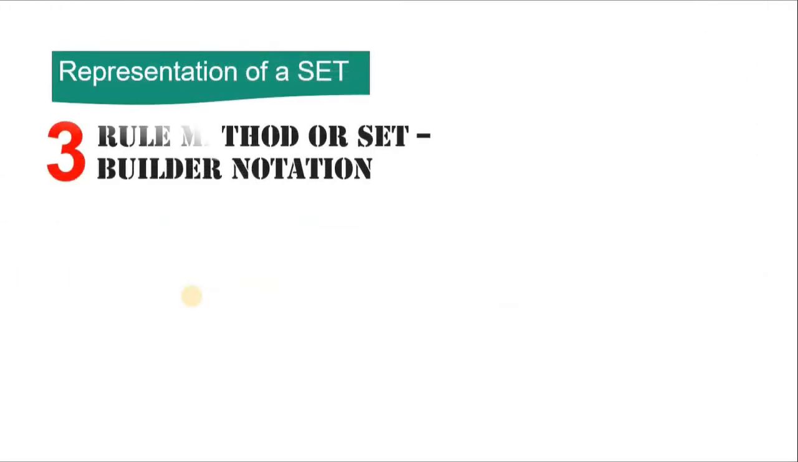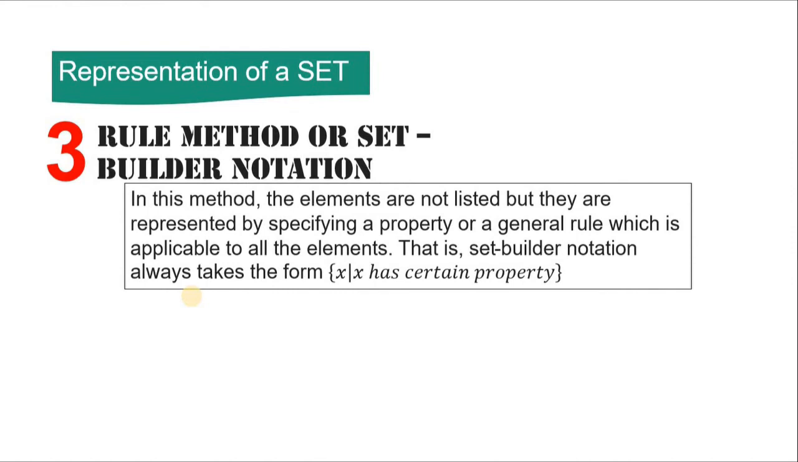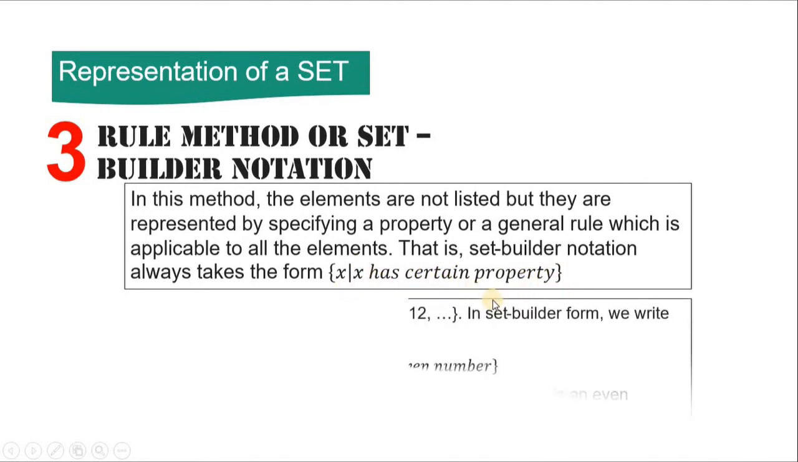Okay? So, next one, we have the rule method or set builder notation. Right, in this method, the elements are not listed, but they are represented by specifying a property or a general rule which is applicable to all the elements. That is, set builder notation always takes the form. So this is the form of set builder notation. Lagi nyo makikita yan. Ibig sabihin pag ganyan, yan ay set builder notation.